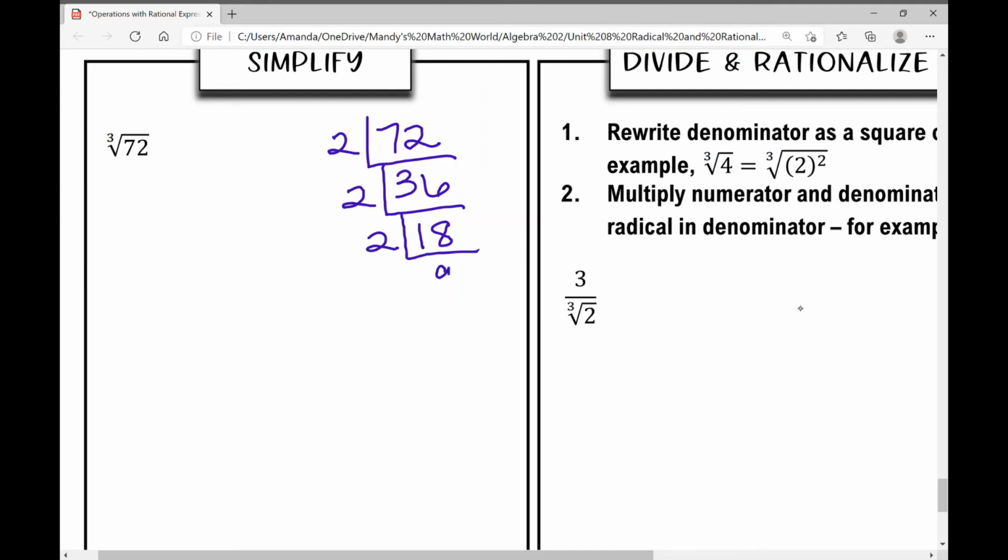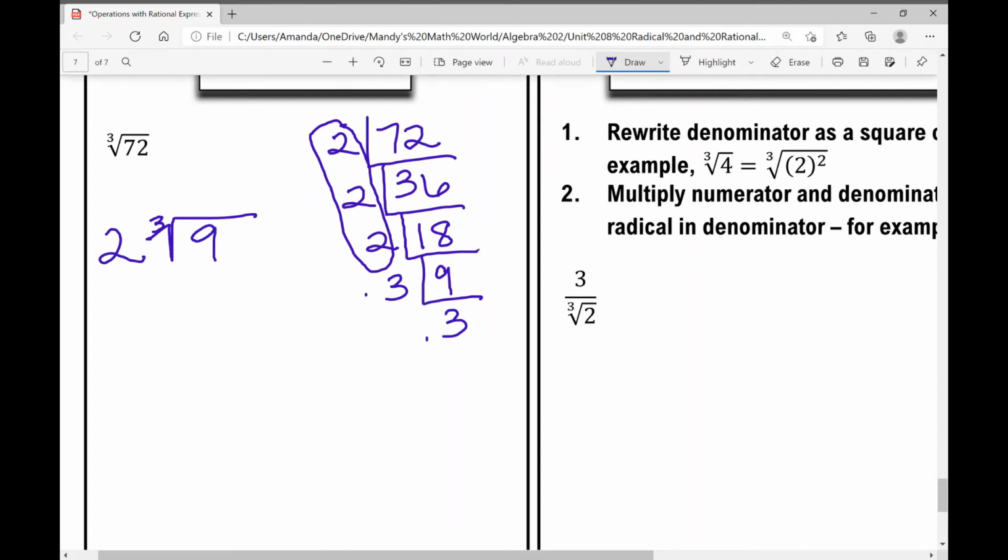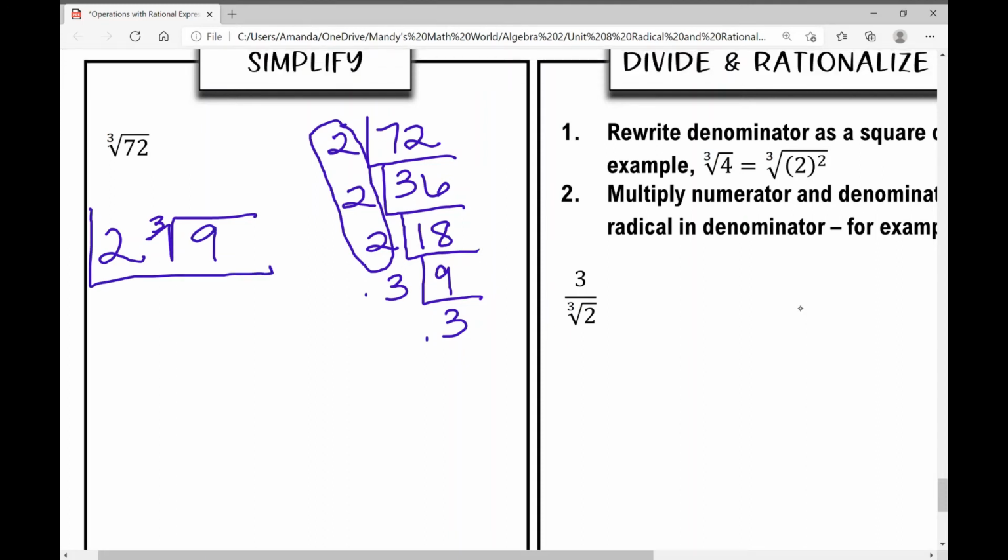2 times 9. What is 9 divisible by? It's not even, so it's not divisible by 2, but it is divisible by 3. 3 times what is 9? 3 times 3. So now here's the prime factorization of 72. I need 3 of something to pull 1 out. I have 3 twos, so I can pull 1 out, but I only have 2 3s. I don't have enough, so they're left underneath this cube root here. 3 times 3 is 9. So 2 times the cube root of 9 is the simplified radical, the cube root of 72.